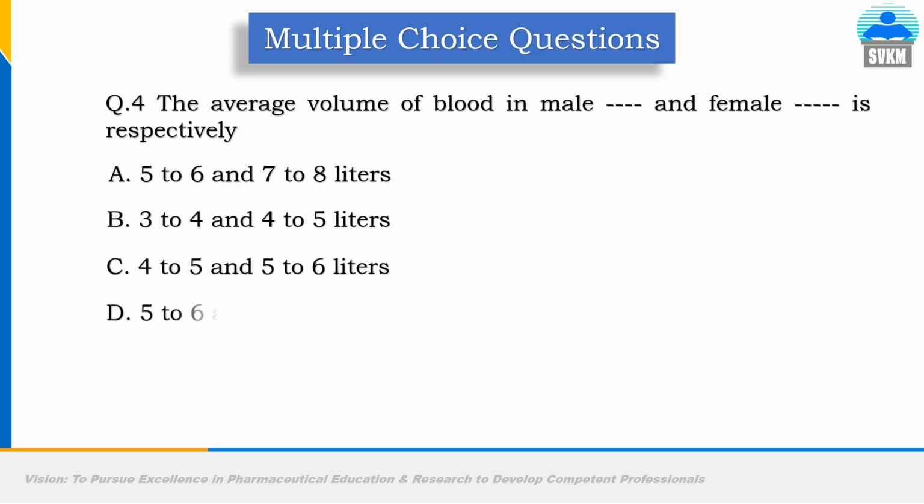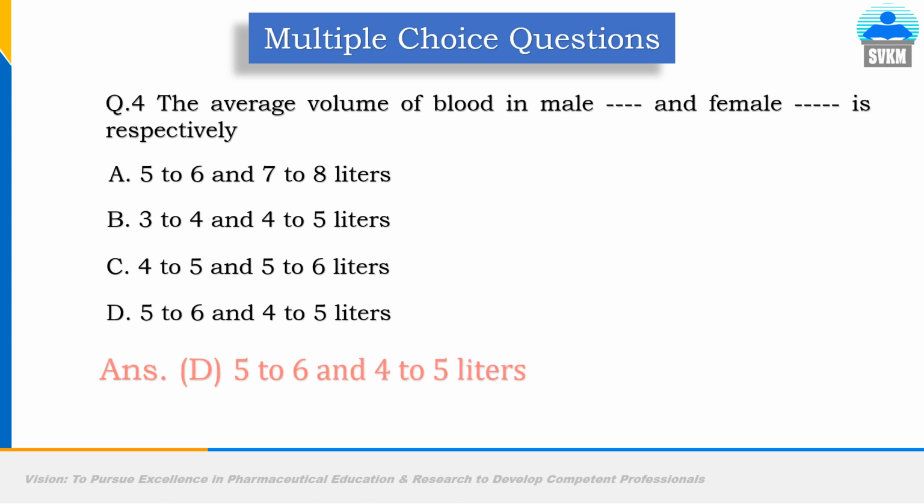Next, the average volume of blood in male and female is, respectively: options are 5 to 6 liters in male or 7 to 8 liters in female; or second option, 3 to 4 liters in male and 4 to 5 liters in female; third option, 4 to 5 liters in male or 5 to 6 liters in female; and last option, 5 to 6 liters in male or 4 to 5 liters in female. The answer is 5 to 6 liters in male and 4 to 5 liters in female.